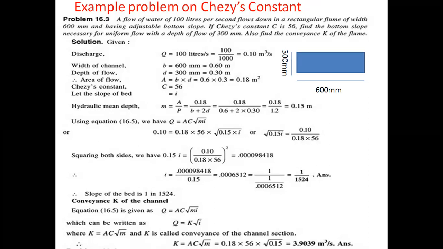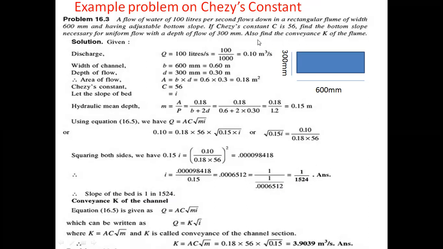The final value is I equals 0.000098418, with 0.15 on the left side coming to the denominator. So finally, the I value equals 0.006515. Considering the slope value as a fraction, we can write 1 by 0.006518, and the value is 1 by 1524. The slope of the bed is 1 in 1524.